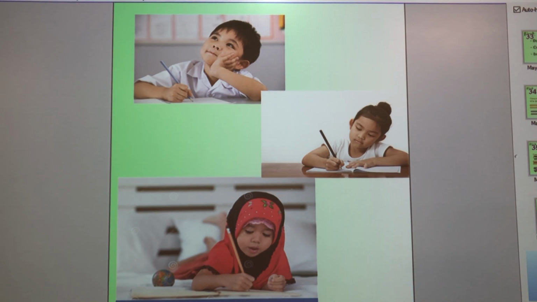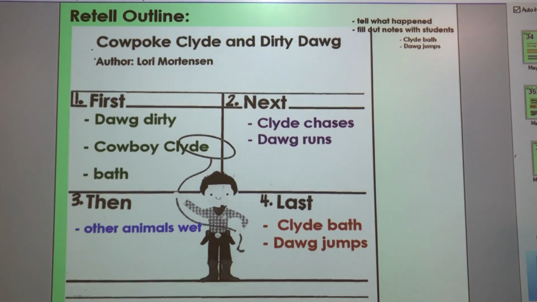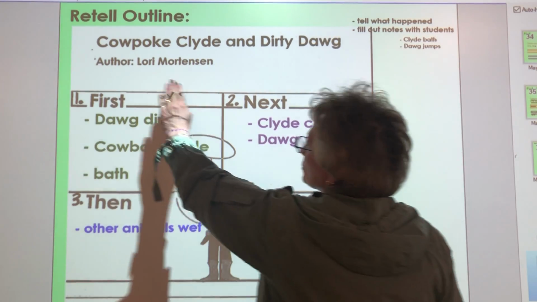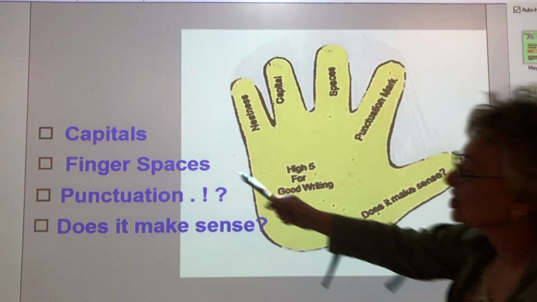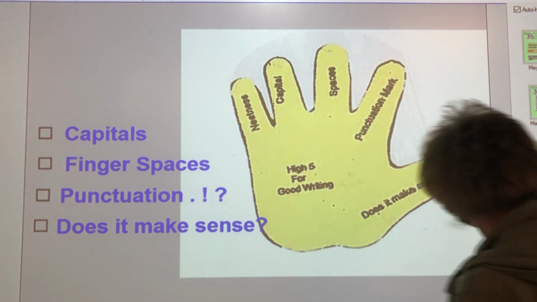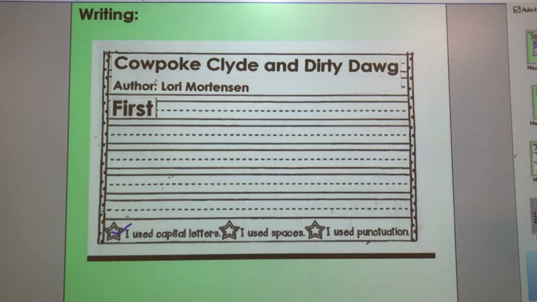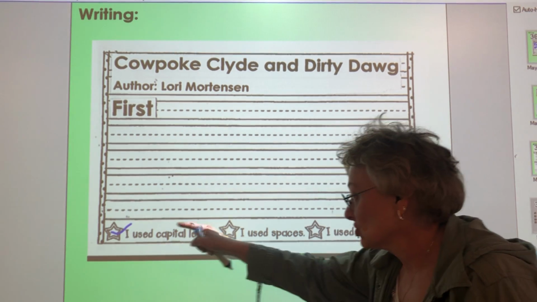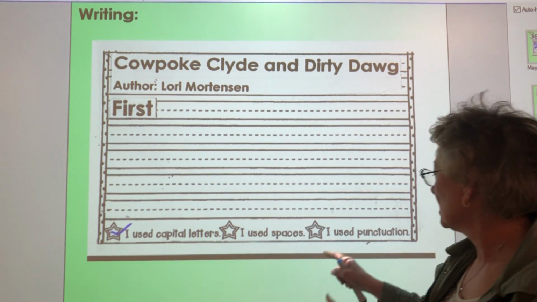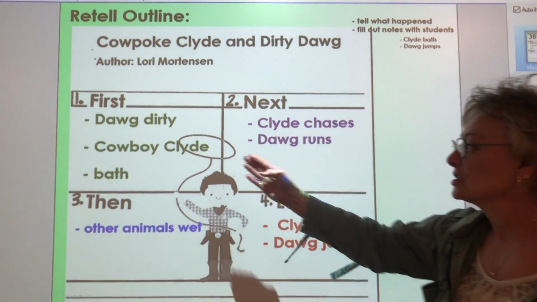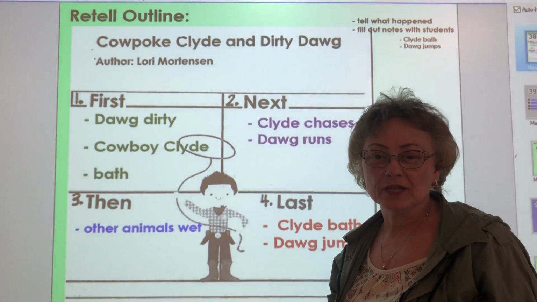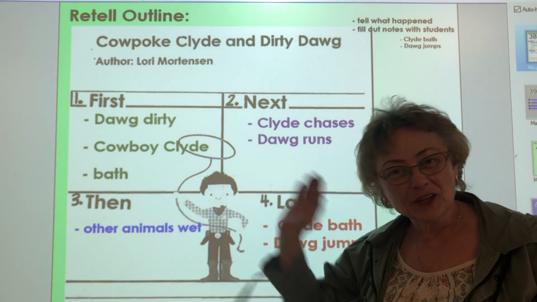So now it's going to be your turn to write. You're only going to write about what happened first. When you're done, you're going to check for capitals, finger spaces, punctuation. Does it make sense? And in doing so, I use capital letters. Check. I use spaces. Check. I use punctuation. Check. Okay, you are free to go and write only about what first happened in the story. Have fun learning, boys and girls.